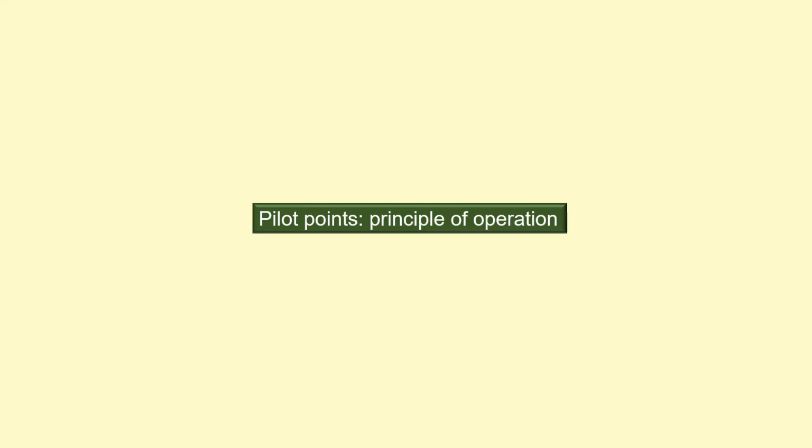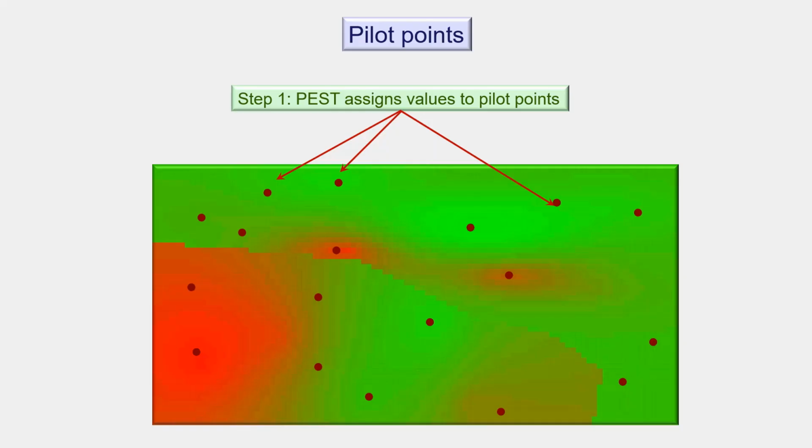Now let's look at the principle of operation of pilot points. Pilot points are ascribed locations in space. So each pilot point is given an x and y coordinate, or for three-dimensional pilot points, an x, y, and z coordinate. So pilot points are distributed throughout a model domain. Now, the process of calibrating a model or of parameterizing a model using pilot points is actually a two-step process.